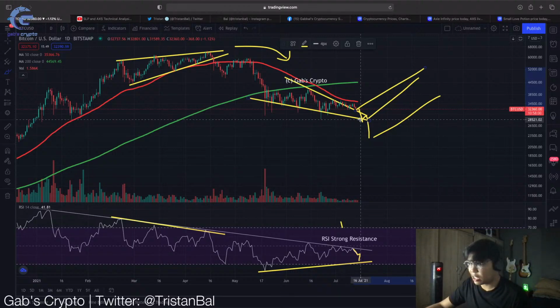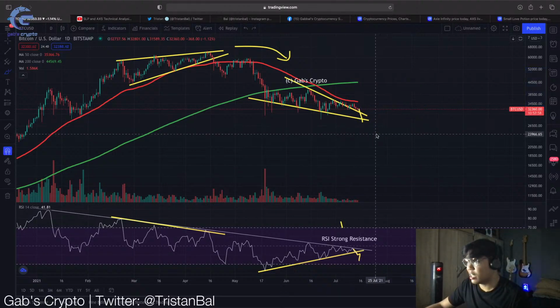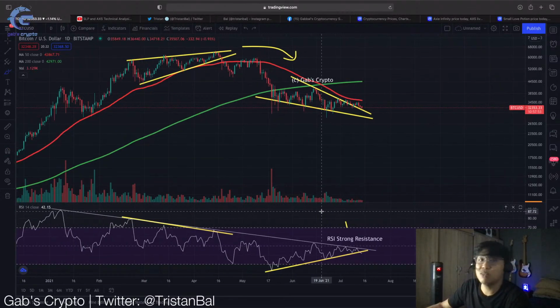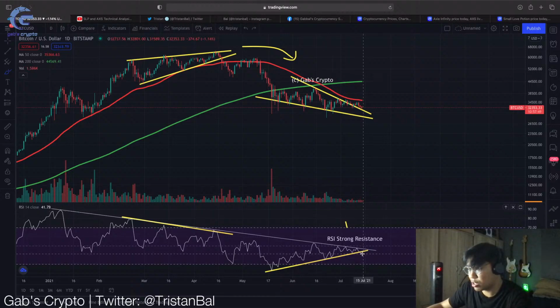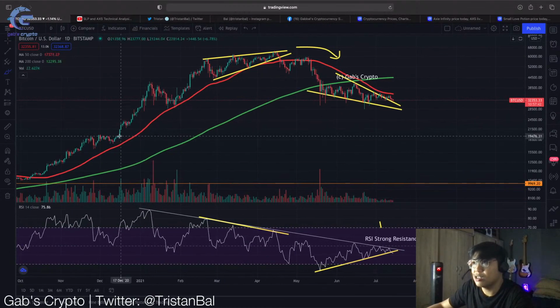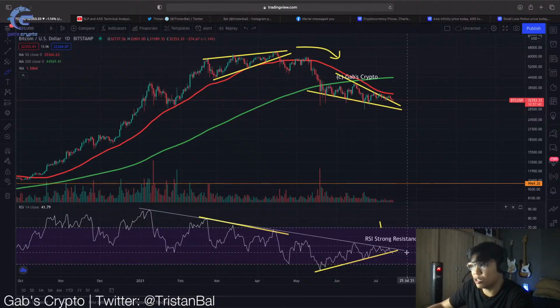Now, ano pa ba yung next kailangan nyo tingnan dito? Ang next na kailangan nyo tingnan dito is yung strong resistance. So, kailan natin masasabi na magpa-pump na for the long term si Bitcoin? Masasabi natin na magpa-pump na siya for the long term if na-break natin itong 6 months na resistance. So, tingnan nyo to guys. 6 months na itong resistance na nag-form sa RSI.